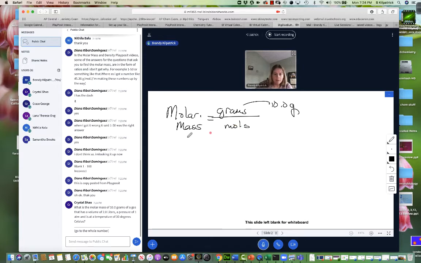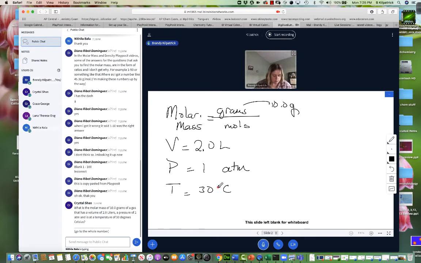And then we have a volume of 2 liters. We also have a pressure of 1 atmosphere. And then we have a temperature of 30 degrees Celsius. And of course, I can't use Celsius with gas laws. That's not a thing. So that's 303 Kelvin. So I have this information, okay?